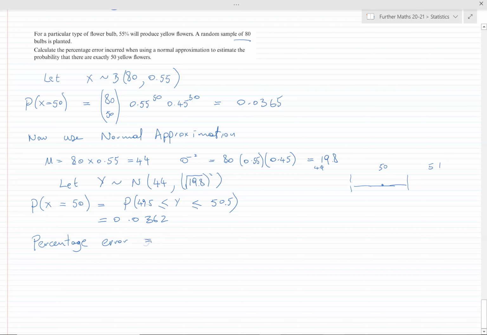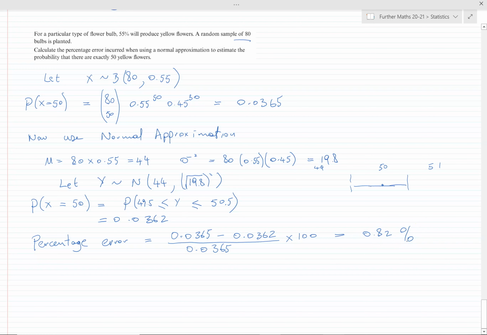Okay, so percentage error equals, and we want to find the difference between these two. We don't want it to be negative because we're not interested in whether it's bigger or smaller. So just take the smaller one from the bigger one, divide by the actual one. It wouldn't make that much difference here, but it might make a 1 decimal place difference. 0.0365 times 100, and that gives us a percentage error of 0.82%.